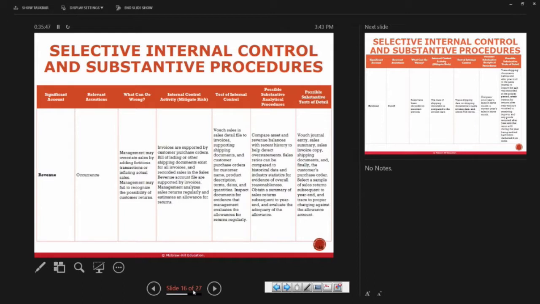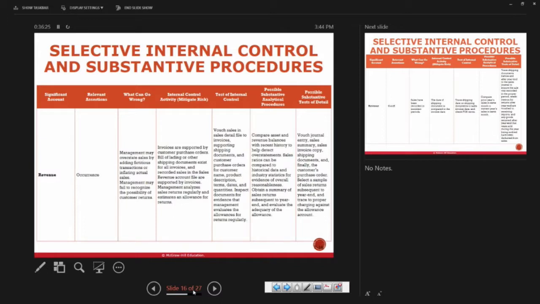So again, for occurrence, we would take a sample of entries posted in a sales journal, and then we would tie that to the shipping documents. The test of controls that the auditor will perform, and this is what we call a dual purpose test, is selecting a sample of entries recorded in a sales journal and tying those to supporting documentation such as the shipping document, purchase order.